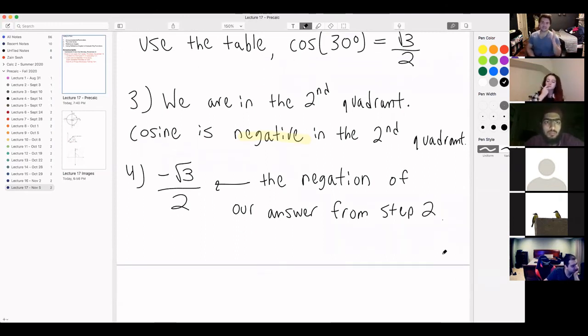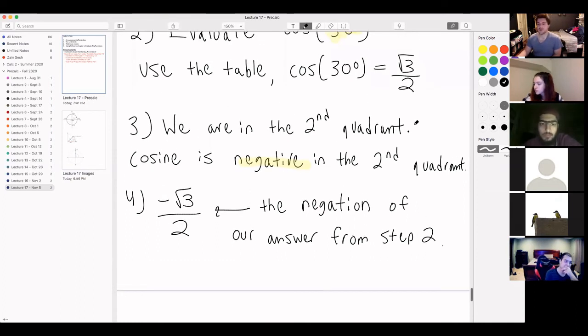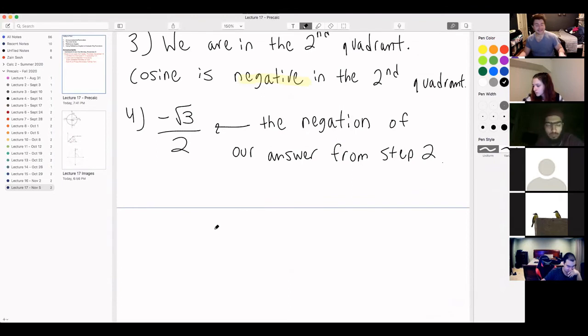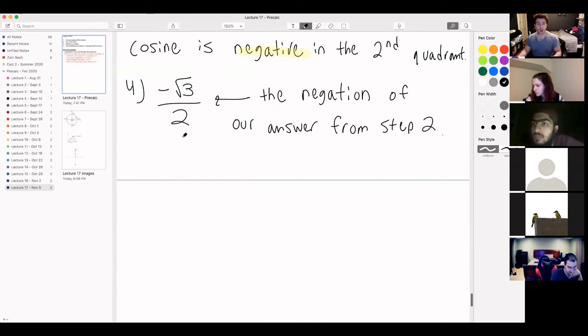Okay, so that is the process. Any questions on the procedure? What do you mean when you say negation? Negation is simply the result after multiplying your number by -1. So multiply radical 3 over 2 by -1, you will get negative radical 3 over 2. Okay, and that's it. That will be our answer. It is negative radical 3 over 2. So it actually comes out to be very nice. All right, let's move on.